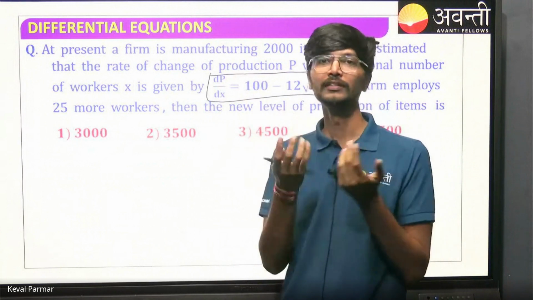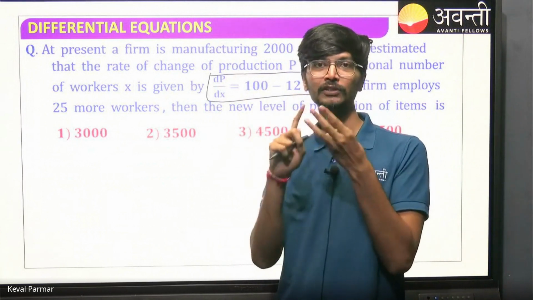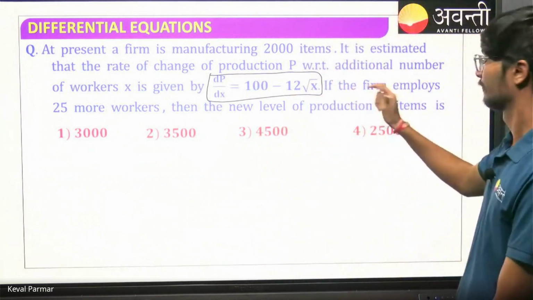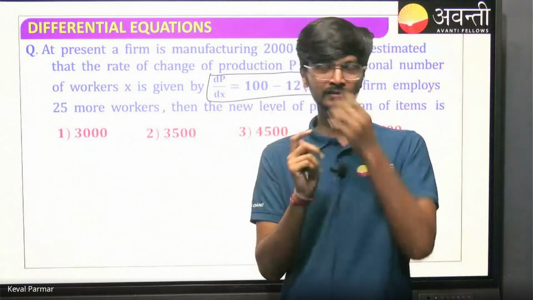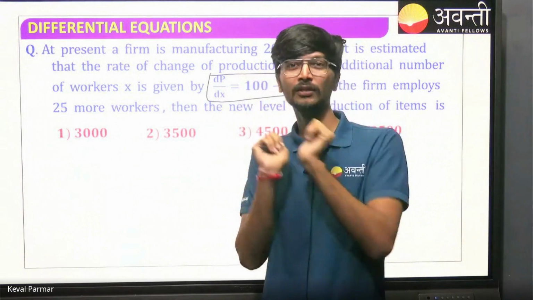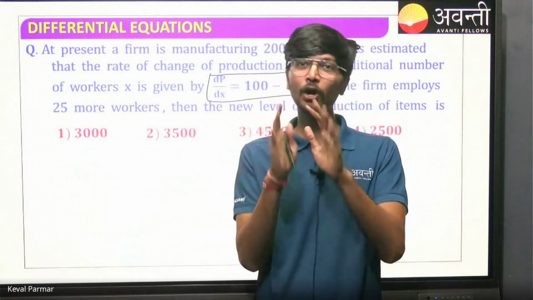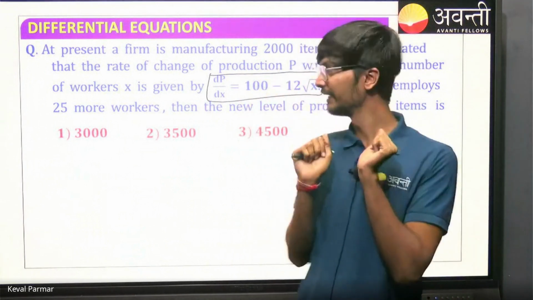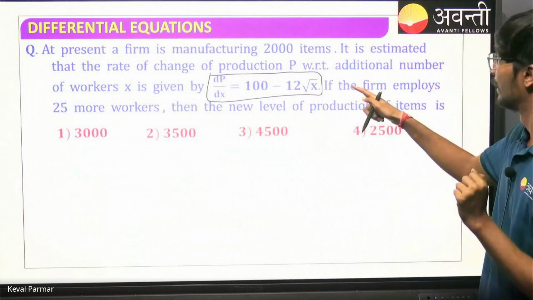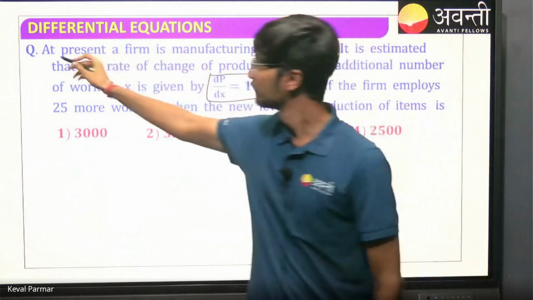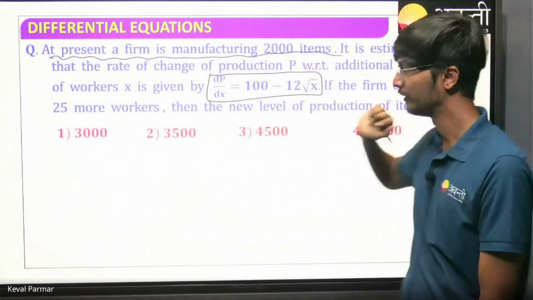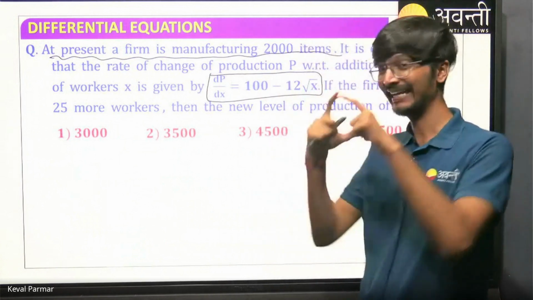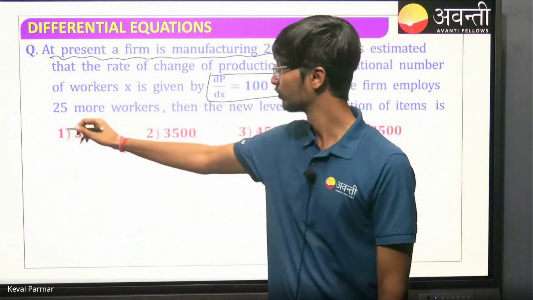Solve this equation. We have three methods: variable separable, homogeneous, linear. I think this is simply variable separable, right? And there will always be boundary conditions given, because whenever we integrate the differential equation, we always get an arbitrary constant. To find that arbitrary constant, a boundary condition will be given. Here it is: at present, this is the boundary condition. After using it, we'll get the value of C, and then an equation which we can use to find the answer.